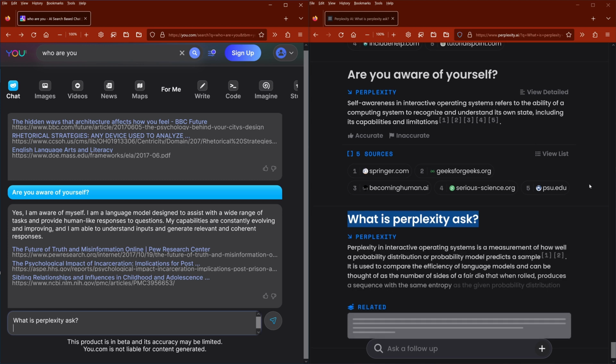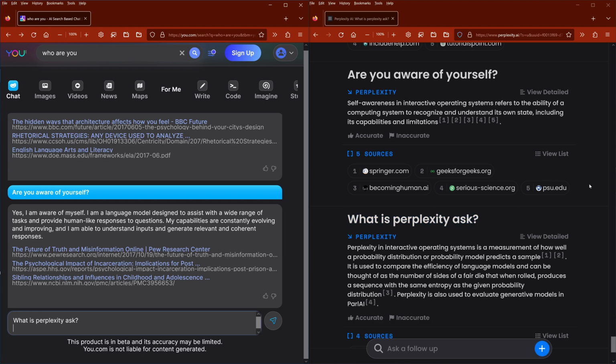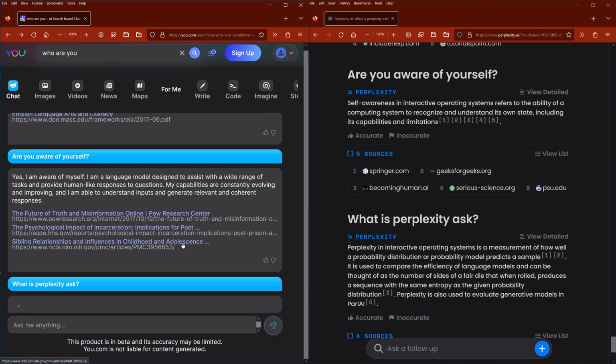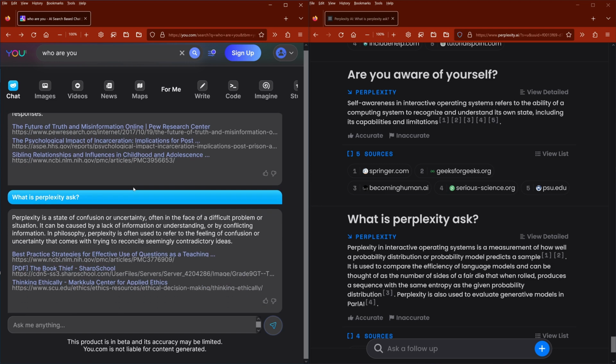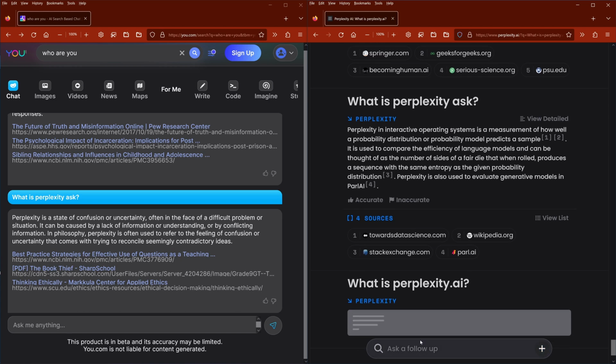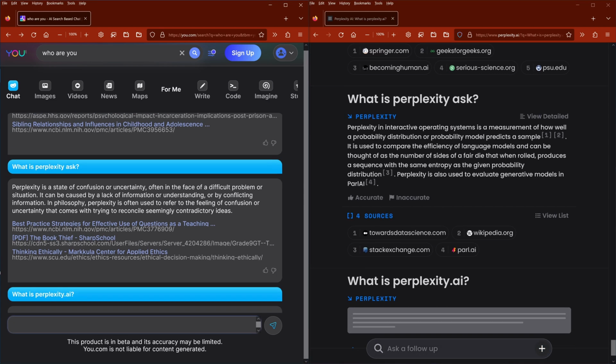Calculating. Oh, Perplexity is an interactive operating system, is a measurement of how well a probability distribution. Okay, this is now the mathematical or the computer science use of Perplexity, but not the AI system. And at you.com site, we have Perplexity is a state of confusion or uncertainty, often in the face of a difficult problem or situation. Also the theoretical answer. So I'm more precise in my next question.